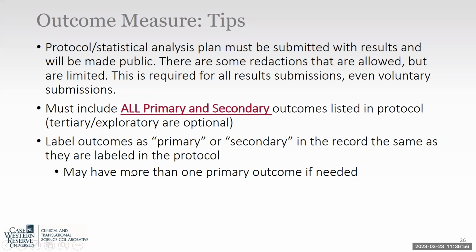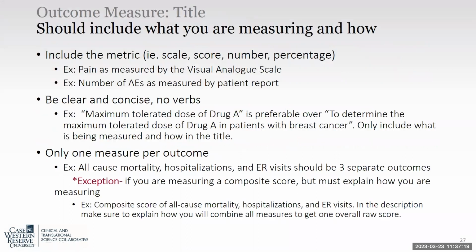Again, you must include all primary and secondary outcomes that are listed in the protocol in the ClinicalTrials.gov record. Tertiary or exploratory outcomes are optional and not required to be put in. You need to label outcomes as primary or secondary in the record the same way as they are labeled in the protocol. You can have more than one primary outcome and more than one secondary outcome if needed.